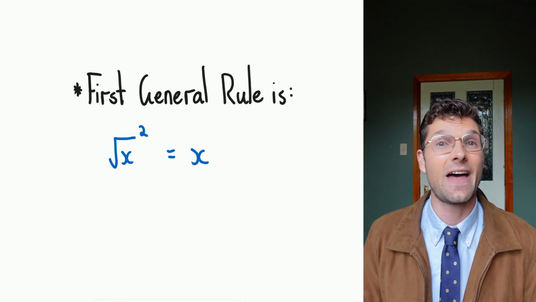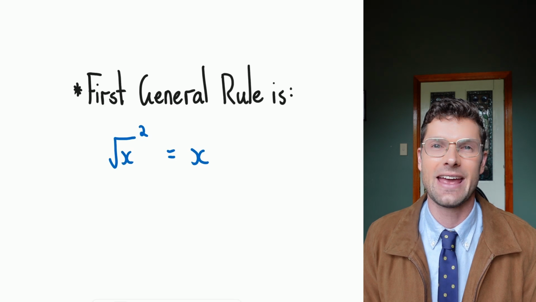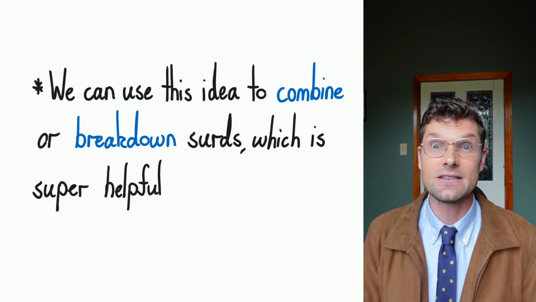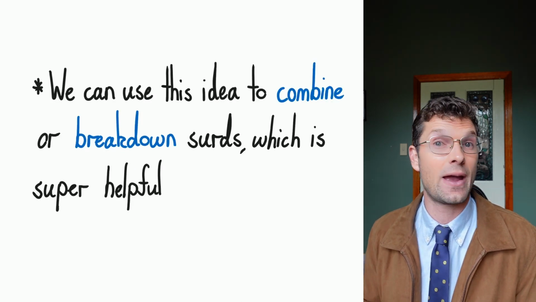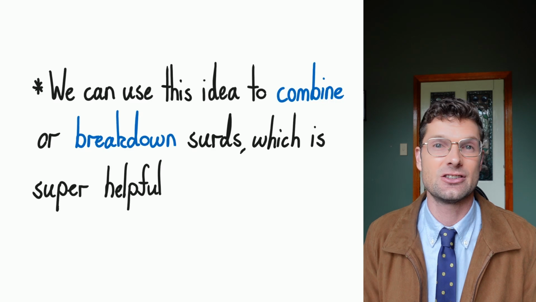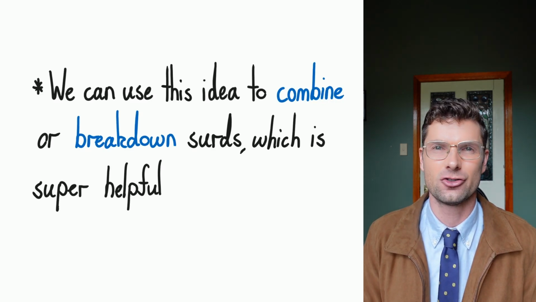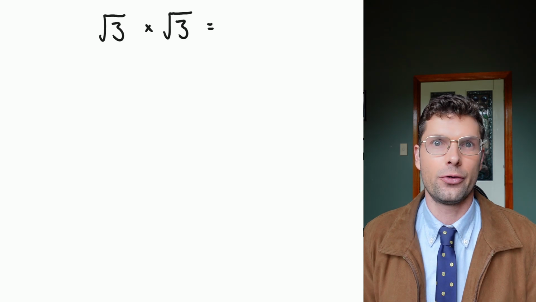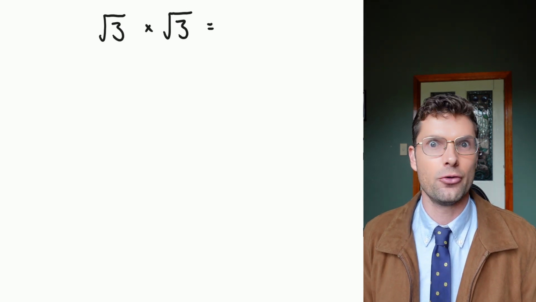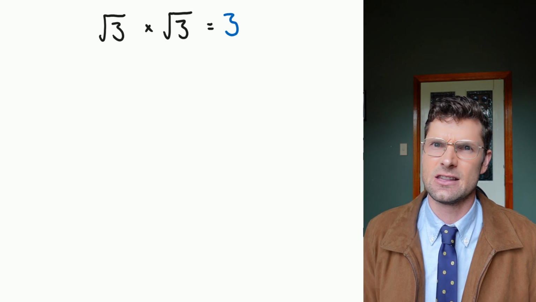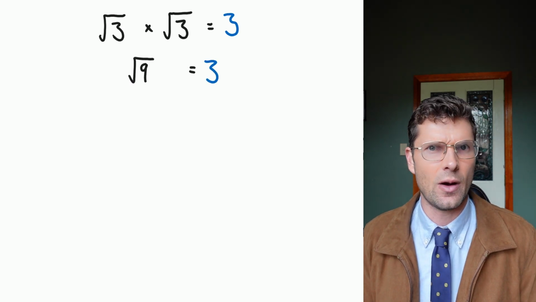If we're on top of that, the next rule becomes incredibly easy to see as well. The reason this is so helpful is because it allows us to either combine or break down surds easily, so we get a more simplified answer without having to try too hard. So we know that root 3 times by root 3, or root 3 squared, is equal to 3. But we also know that the square root of 9 is equal to 3 as well.